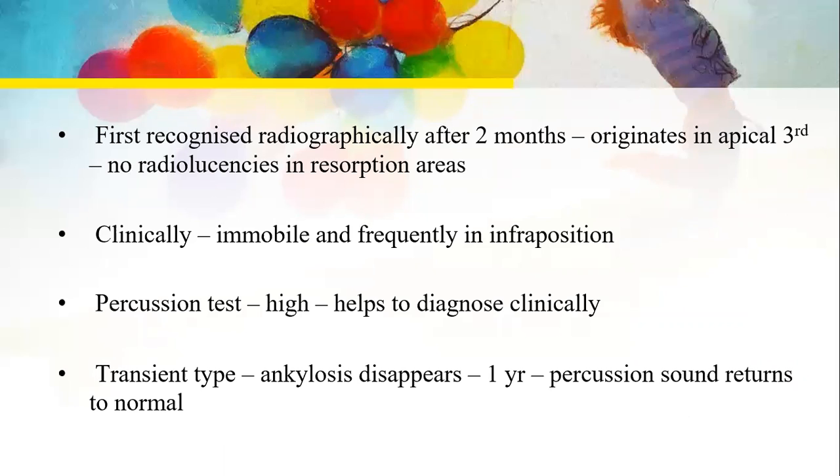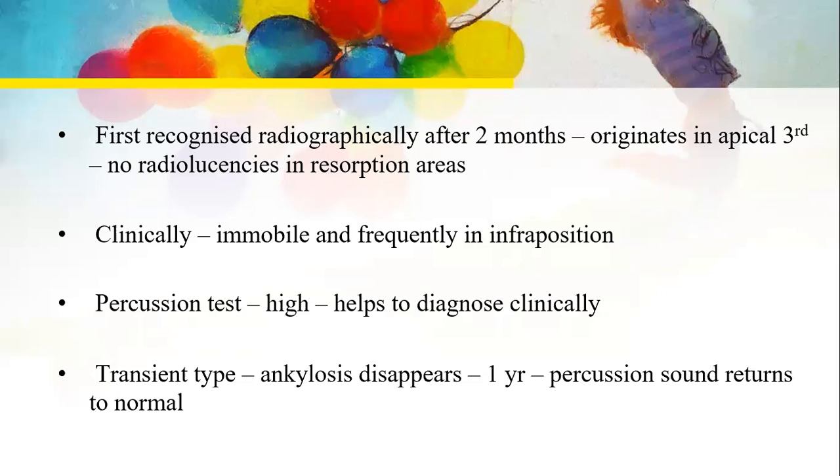So first, you will be able to recognize it radiographically only after 2 months. Initially this reaction happens in the apical third, and you will see that there is no radiolucency in the resorption areas. Clinically, what you can see is that it will be firm, immobile, and frequently in infraposition. That means when you look at the adjacent tooth, this tooth will be in infraposition or in a slightly submerged condition.